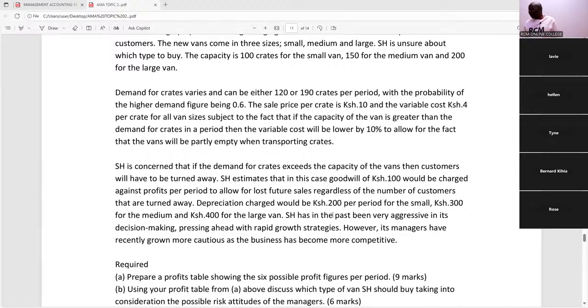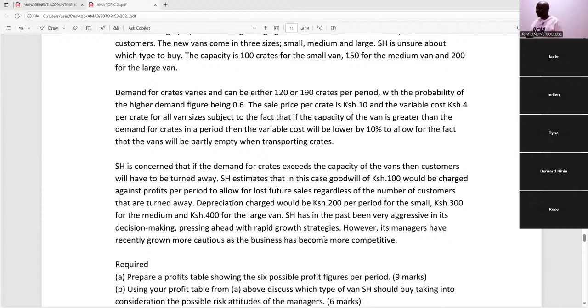Depreciation charged will be 200 per period for small, 300 for medium, and 400 for the large van. Shifters Haulage has in the past been very aggressive in its decision making, pressing ahead with rapid growth strategies. So meaning, ladies and gentlemen, that Shifters Haulage is a risk-taking organization. These are basically risk takers or very optimistic organizations.